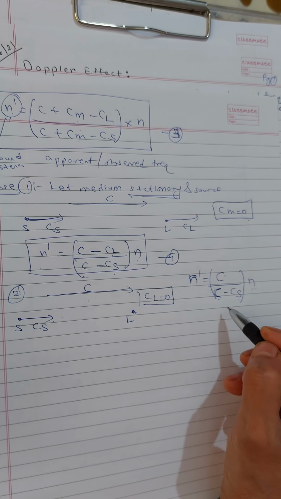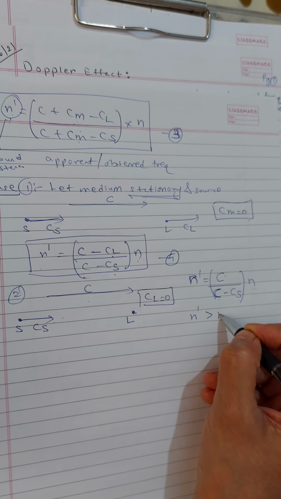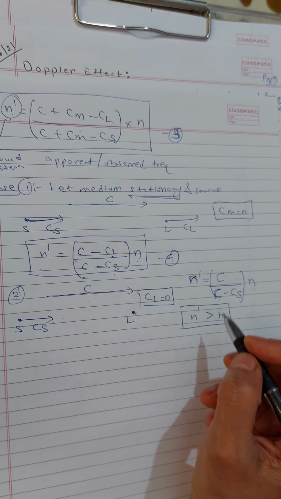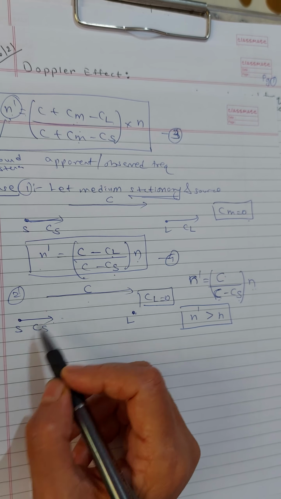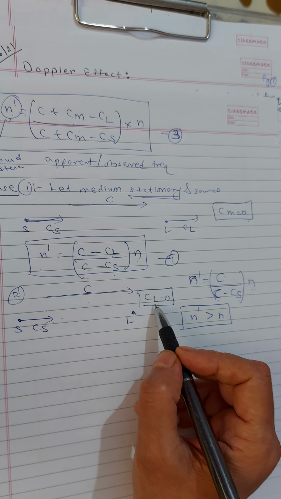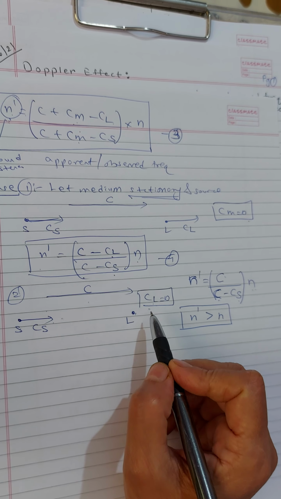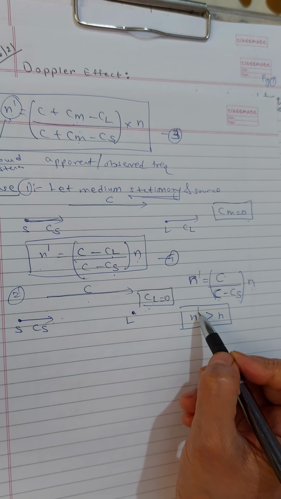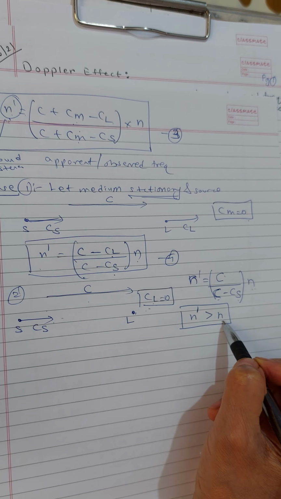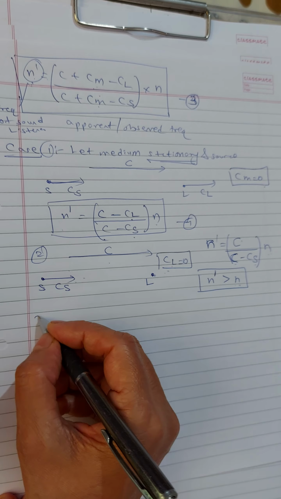From this expression we get that N dash is greater than N. N dash is the apparent frequency. So we say that when the source of sound waves moves towards the stationary listener, the apparent frequency heard by the listener is increased. Apparent frequency N dash is increased compared to the natural or original frequency. Now we'll go to case number 3.